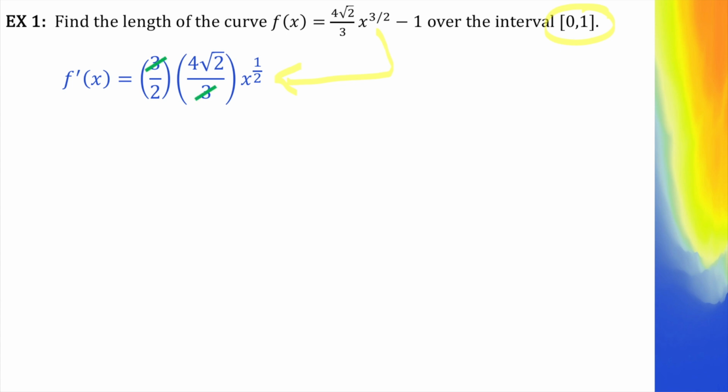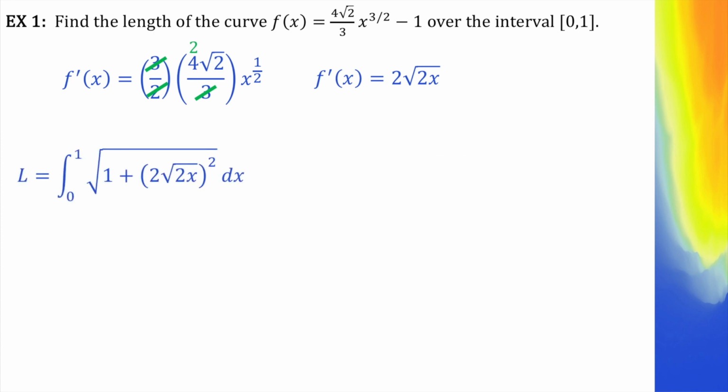So we can do that just using the power rule. And we can clean that up a little bit. The 3's cancel out. The 4 over 2, we can reduce that fraction. And so our derivative is 2 root 2x. And we just plug that into our formula. So we're going from 0 to 1, and we've got the square root of 1 plus the derivative squared dx. Now we can clean that up a little bit more, and we would get the square root of 1 plus 8x dx, so that's great.